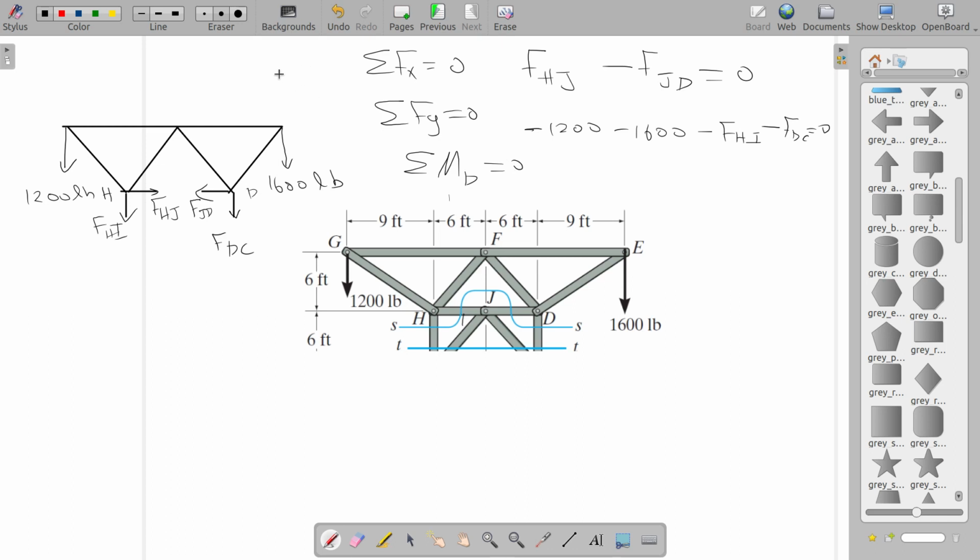So what will be that? Line of action of JD is passing through D, line of action of HJ is passing through D. Then 1600 multiplied by the distance between the line of action of 1600 and D. This is the line of action of 1600. The distance is 9. So that tends to rotate the system in clockwise direction, so negative.